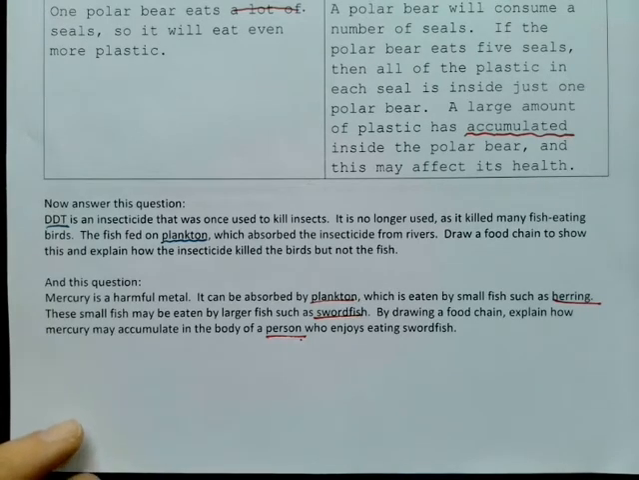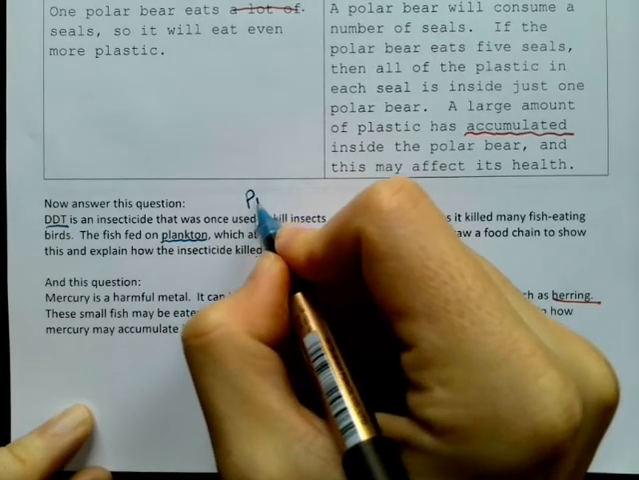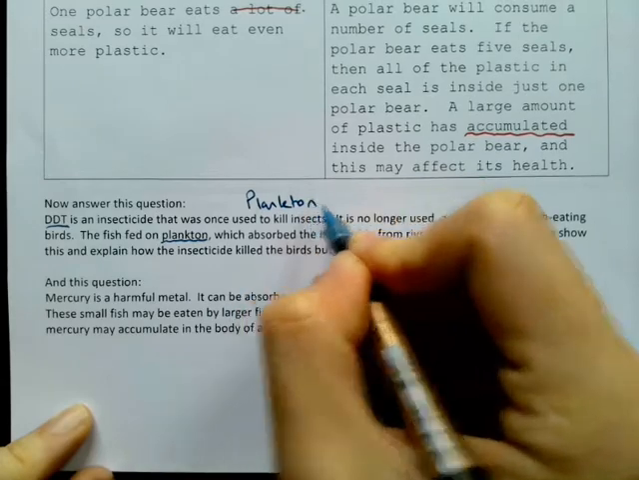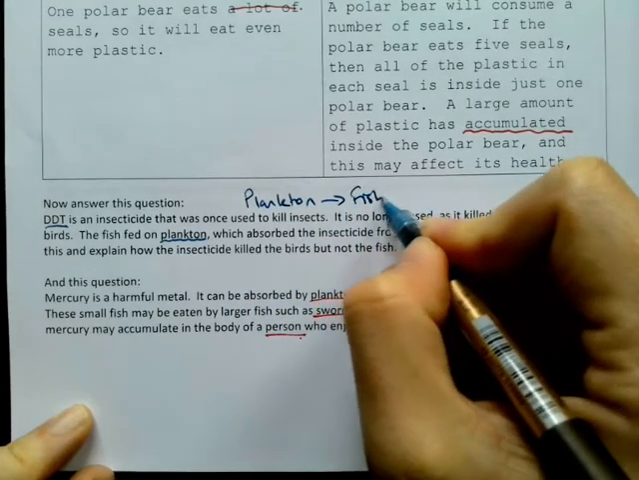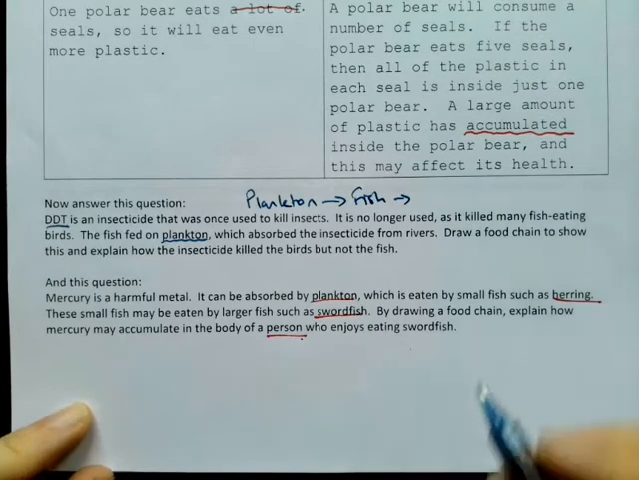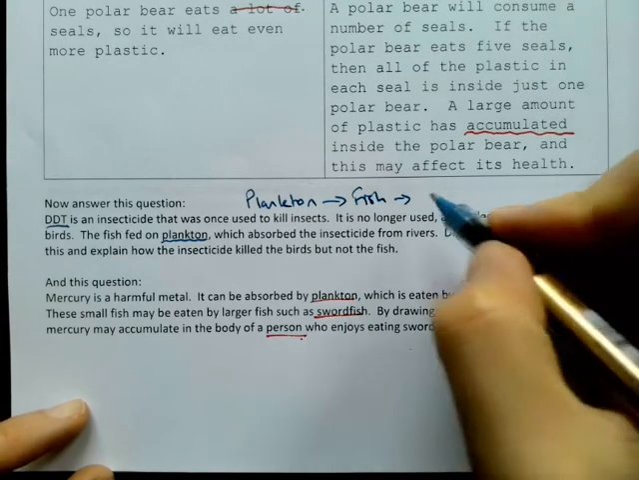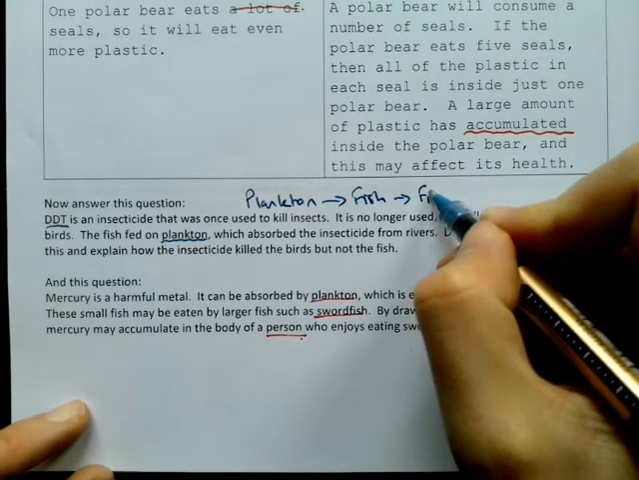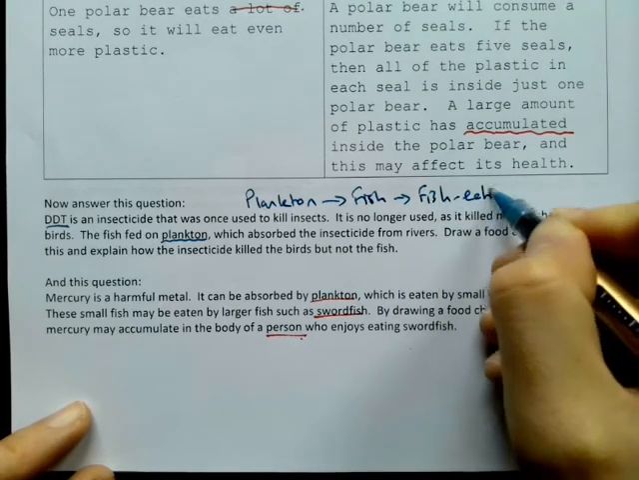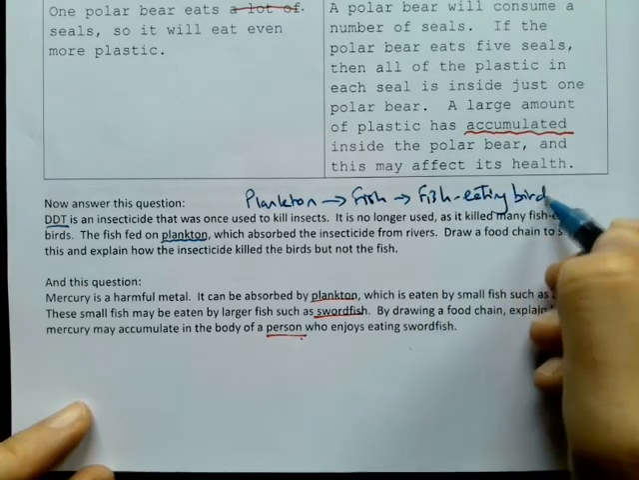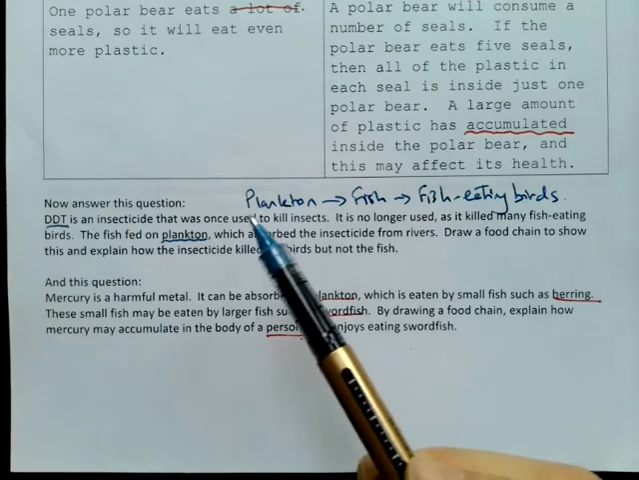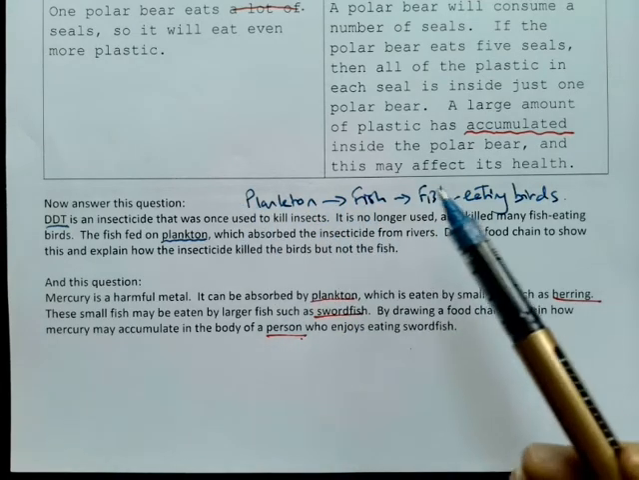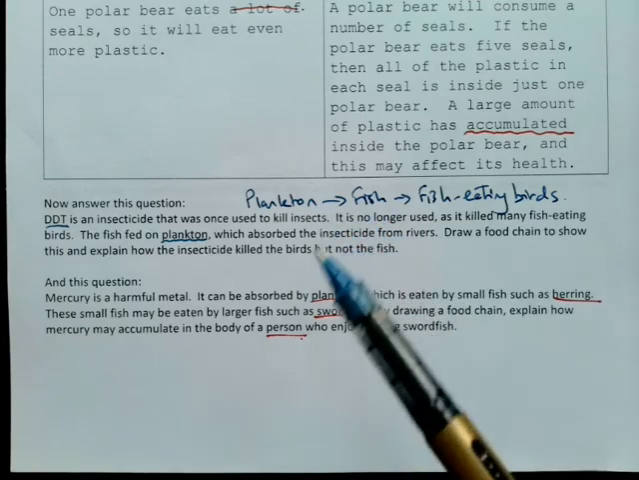Apart from that, I'll just give you the food chains. The food chain for the first one is plankton, which is eaten by fish, which are eaten by these fish-eating birds. And I think most of you, from what I could see, correctly didn't have DDT in the food chain, because DDT is not an organism.